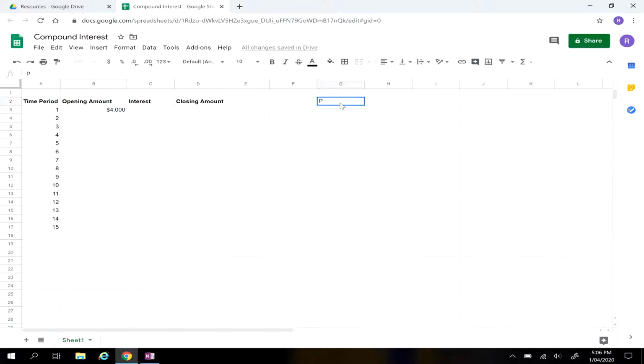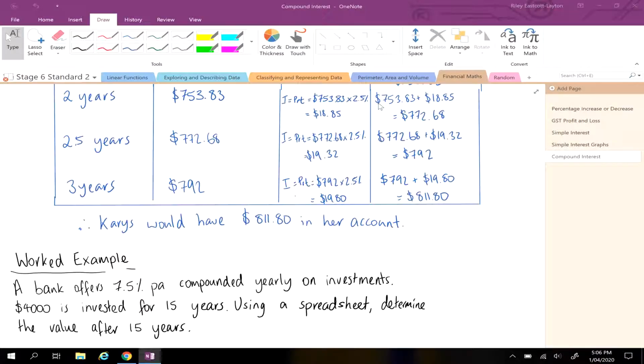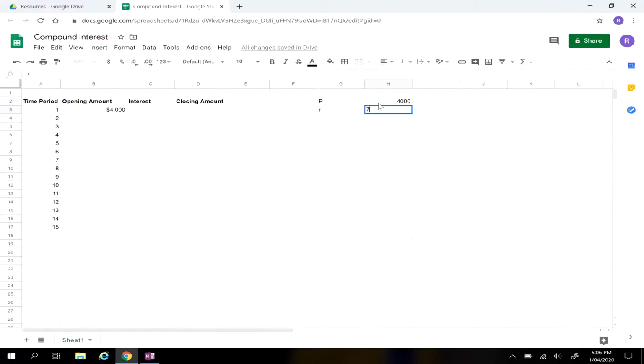Off to the side, I should probably write a few things. So I'll say our principal is $4,000. Our R is going to be 7.5%. And our T is going to be 15 years, but we don't really need it because we're breaking it down into yearly increments. So when we calculate our interest, it's going to be equals, which is telling the spreadsheet that we're going to be doing some sort of a calculation.